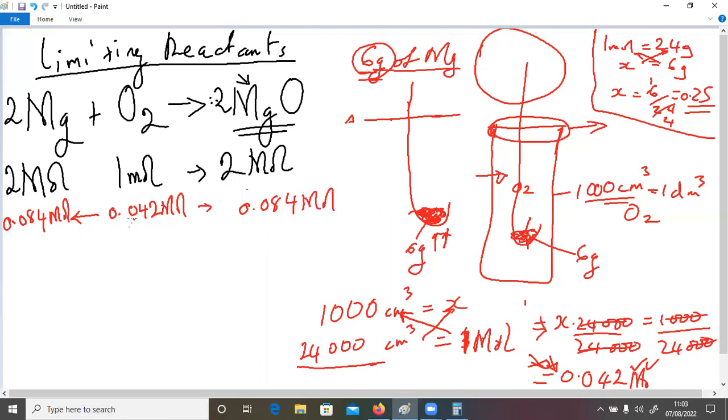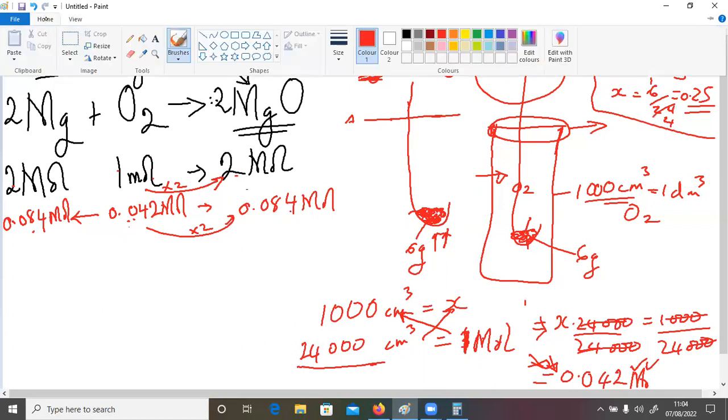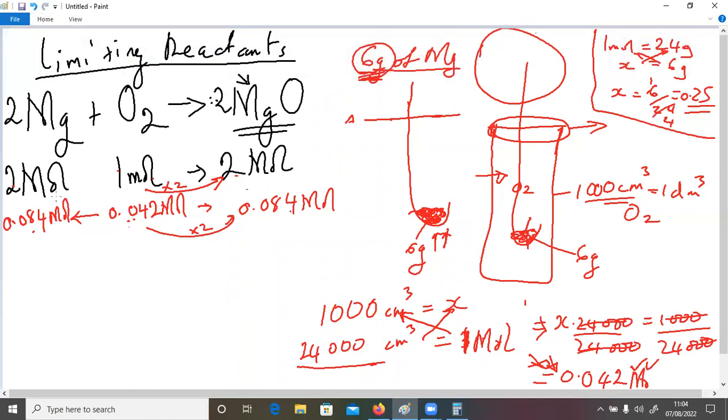I multiplied this one by 2 because here 1 has been multiplied by 2 to get 2. So I multiplied this by 2 to get this one. Similarly, I multiply this by 2 to get that one. So in the 6 grams of magnesium I was given, the only amount I'm going to use, which will react, is only 0.084 moles.